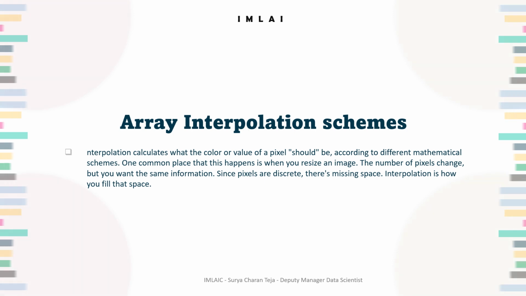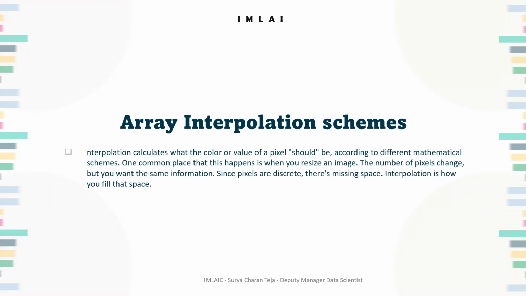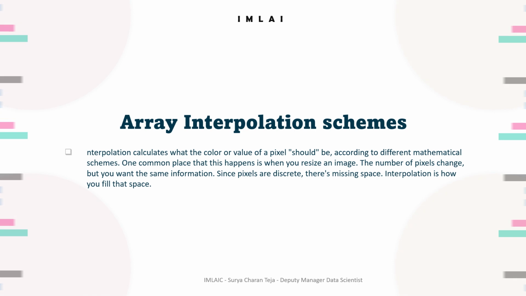The number of pixels change, but you want the same information. Since pixels are discrete, there is missing space. Interpolation is how you fill that space. This is why your images sometimes come out looking pixelated when you blow them up. The effect is more pronounced when the difference between the original image and the expanded image is greater.